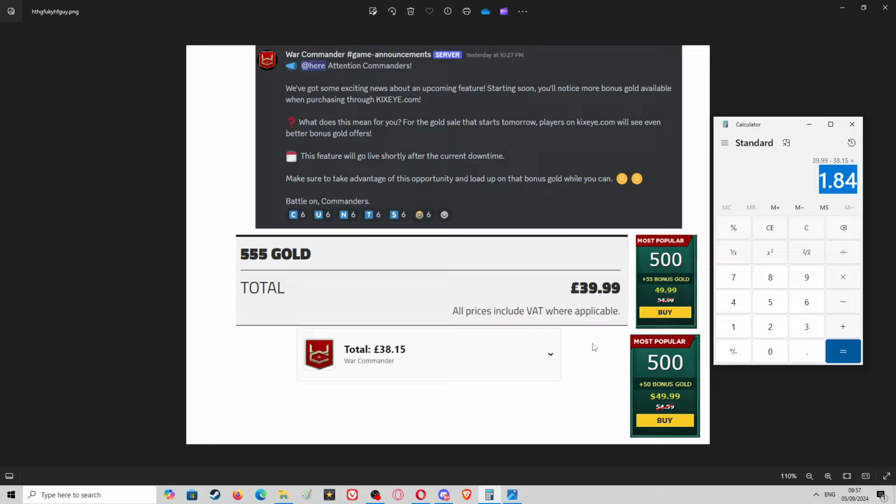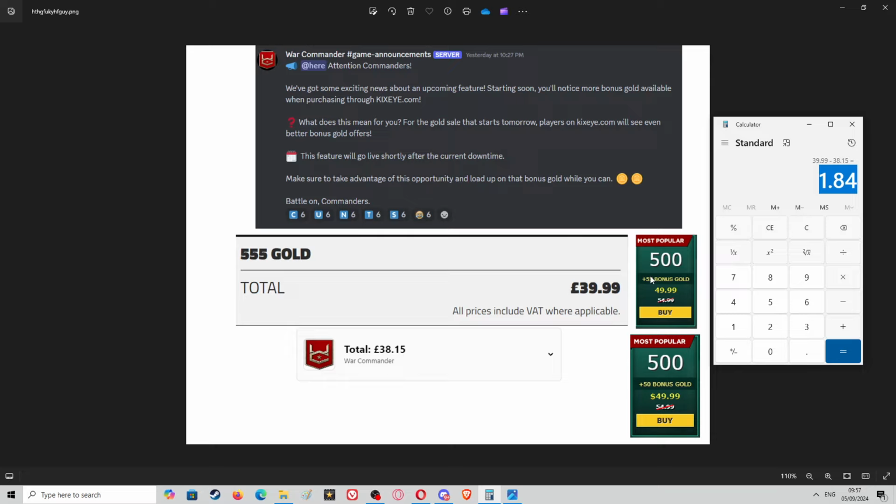See, in the UK, we're not paying the American VAT. So they need to work that out. People across different countries aren't paying the American VAT, because we don't pay that over here. So sort it out, Kixeye. The 5 bonus coins isn't enough. It needs to be 50 to make it viable.